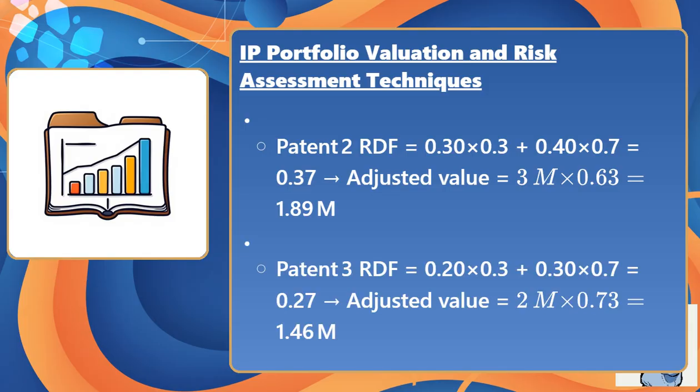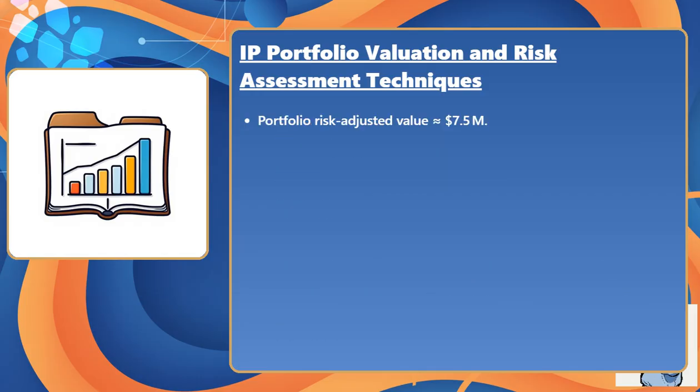Patent 3 RDF equals 0.2 times 0.3 plus 0.3 times 0.7 equals 0.27. Adjusted value equals $2 million times 0.73 equals $1.46 million. Portfolio risk: adjusted value approximately $7.5 million.